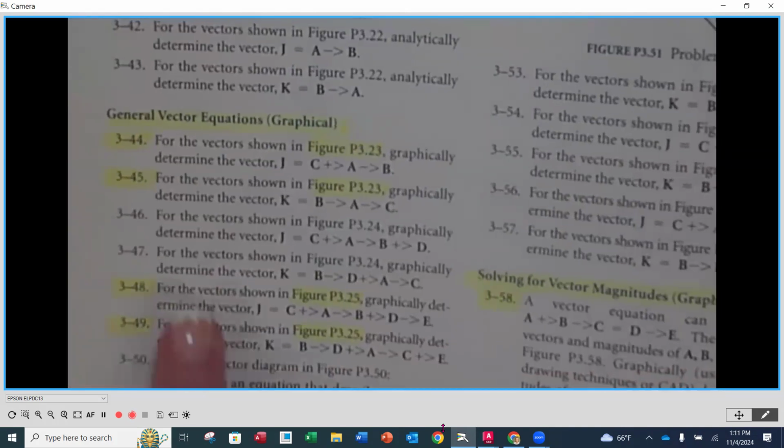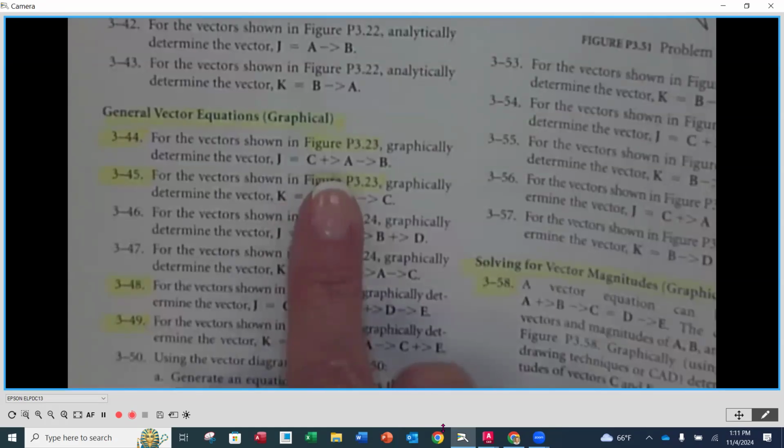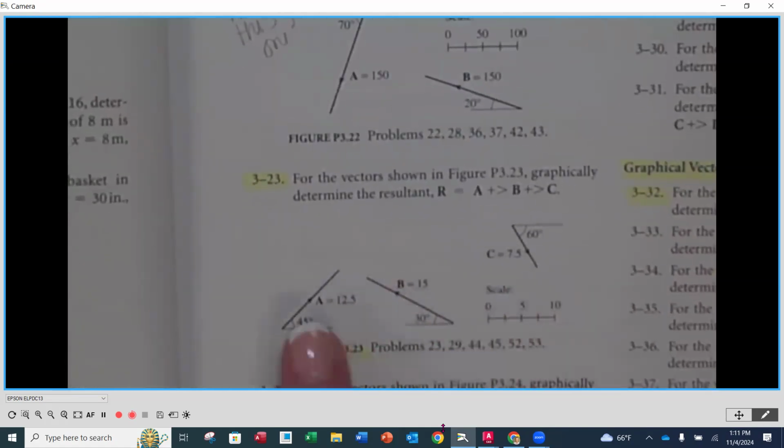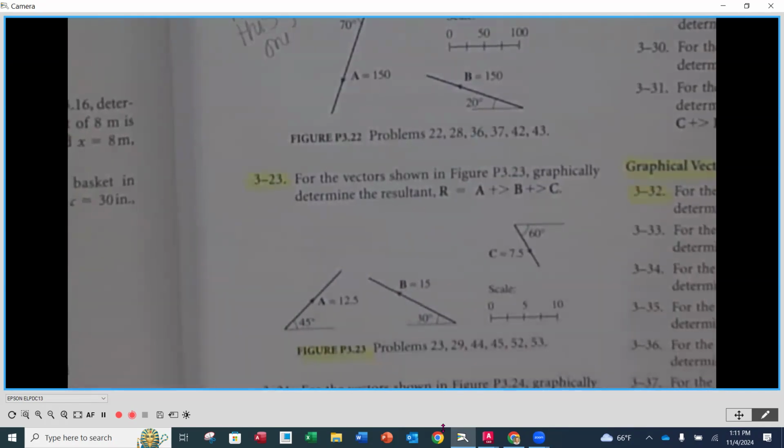Then you're going to turn the page. Number 44. This one is going to be using the next diagram. J equal to C plus A minus B. So number 23, you've drawn these 3 vectors. Now you're going to use that vector equation with the subtraction of C. Okay.